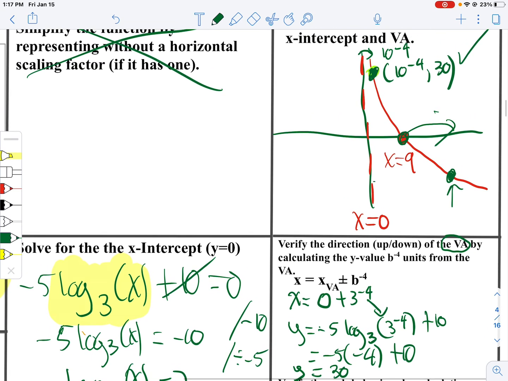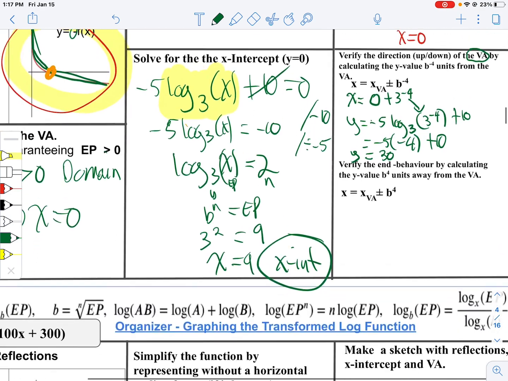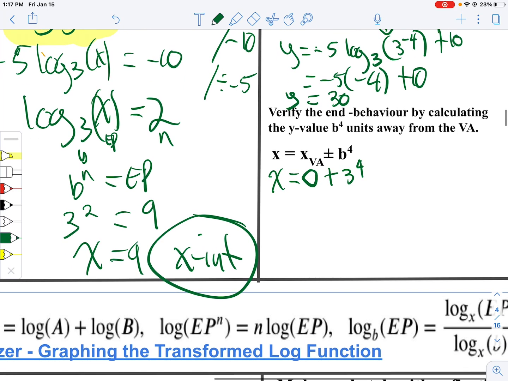Okay, and by the way, the distance we're going to go here from the vertical asymptote is 3 to the 4th units. So that's 3 times 3 times 3 times 3, which is, 3 cubed is 27, so that's 81 units away. Okay, so we're at x equals 81. So the x value I want to sub into the equation is the x value of the vertical asymptote, which is 0, plus 3 to the 4th. Okay, so what does y equal when x equals 3 to the 4th?